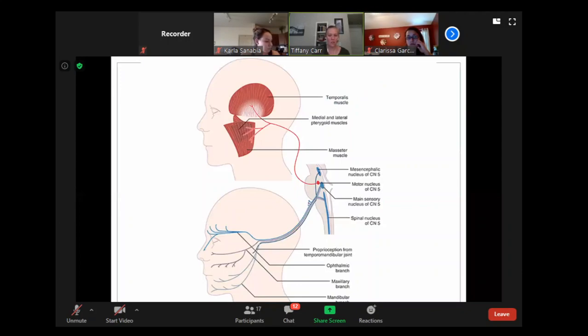And then again, here's that picture where he has the temporalis, medial and lateral pterygoids, and the masseter muscles for mastication. Don't all the spinal nuclei go down to the medulla? Do all of them? I thought that was a common factor. Yes, Kayla. Because it's the same nucleus as the trigeminal that other nerves are using.